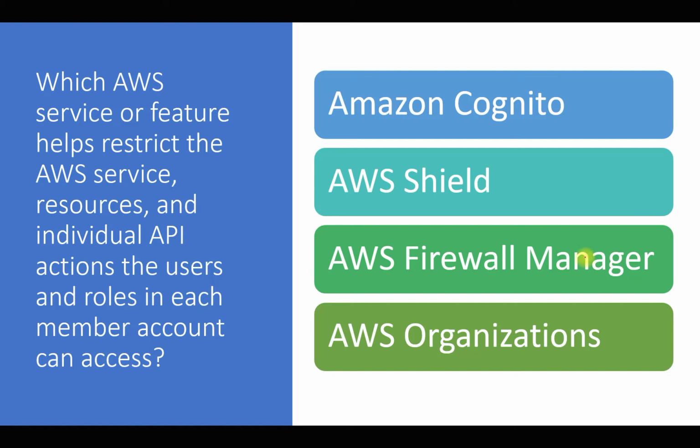The next service we have is AWS Firewall Manager. That is the service which is used for managing various security services in AWS. And the last service we have is AWS Organizations. AWS Organizations helps us to centrally manage and govern our environment as we grow and scale our AWS resources. Programmatically, we can create new AWS accounts and allocate resources, and group accounts to organize our workflow.